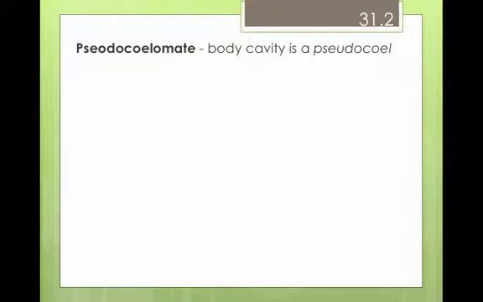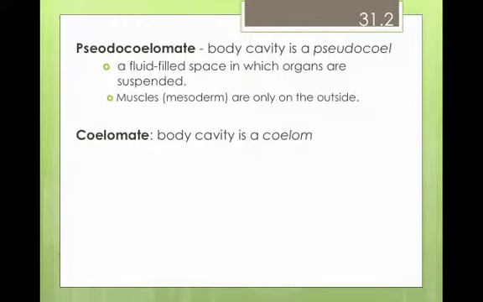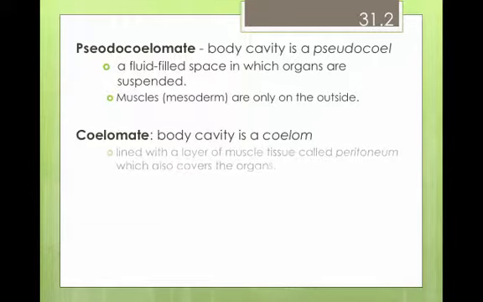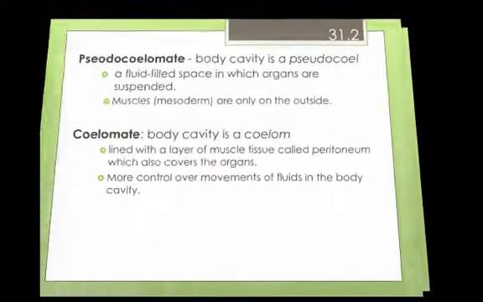The pseudocoelomates have a body cavity that is a pseudocoel. So they have a fluid-filled space in which organs are suspended. The muscles, which are the mesoderm, are only on the outside of this fluid-filled space. And coelomates have a body cavity that is a coelom, lined with a layer of muscle tissue called the peritoneum, which also covers the organs. So they have more control over movements of fluid in the body cavity.